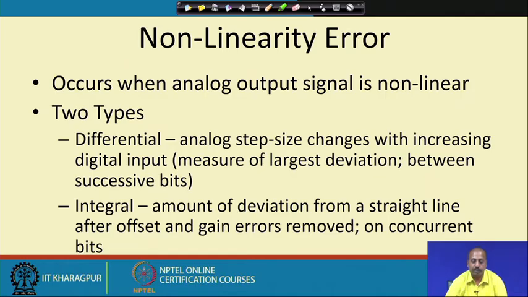One is the differential type, that is, if you change from one position to another position, what is the maximum amount of change? So, it is a measure of the largest deviation between successive bits. That is the differential change, and the integral change is this: if you remove the offset and gain errors, you will get the ideal behavior. Then from that, what is the deviation on concurrent bits.